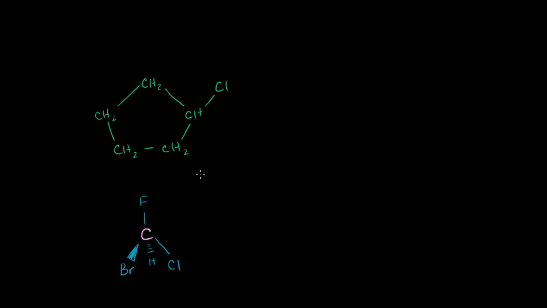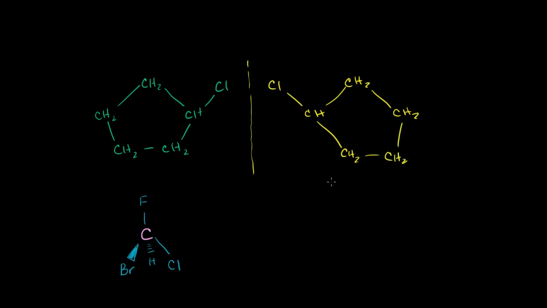To see that it's not a chiral molecule, there's a couple of ways you could think about it. The easiest way, or the way my brain likes to think about it, is just to think about its mirror image. Its mirror image will look like this. So if that's the mirror, you would have a chlorine, and then you have CH, CH2, CH2, and you have a CH2, CH2, and then you complete your cyclopentane.